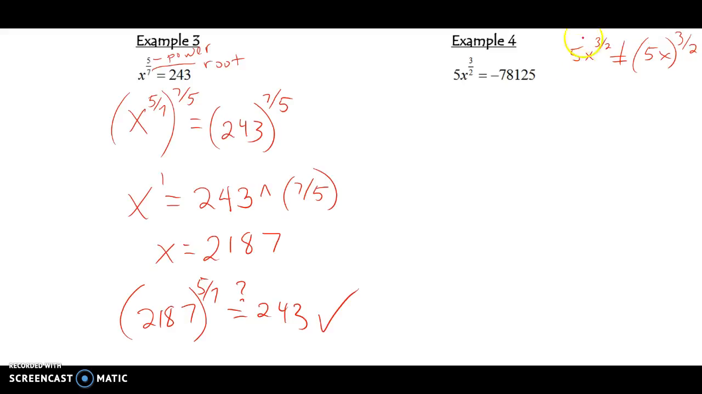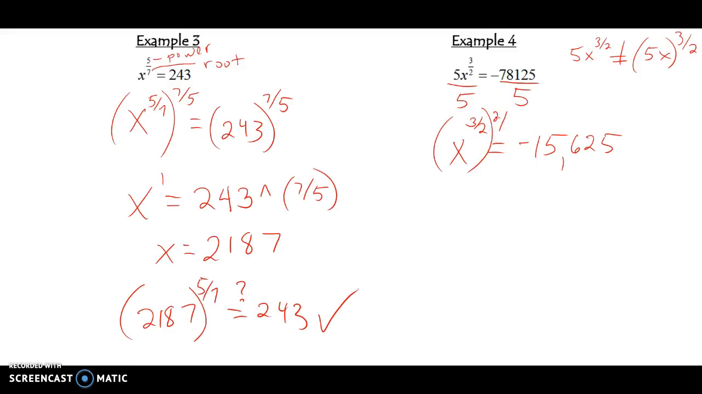So in order to undo this power, we need to get rid of that multiplier of 5 first. So we're going to divide by 5, and then we'll undo the exponent. We're working in reverse order of operations. So we do that division on the right. We get negative 15,625.